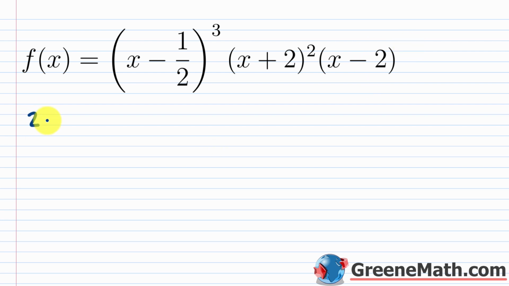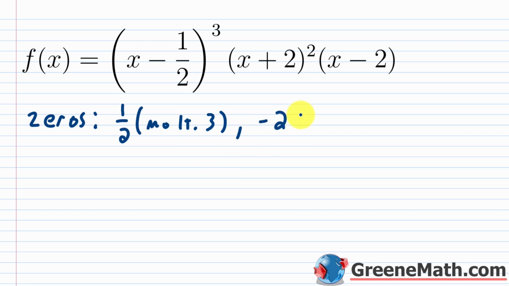Let's write that out. So for the zeros, we have 1/2, the multiplicity, and I'll just abbreviate that, is 3. Then we're also going to have -2, and the multiplicity there would be 2. Then lastly, this is x minus 2. You could put a 1 there for clarity. So let me just say that the last 0 here would be 2. A lot of times if the multiplicity is 1, we don't write it. But just for clarity here, I'm just going to write it. So the multiplicity is 1.